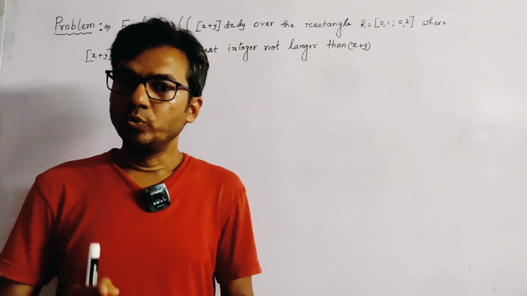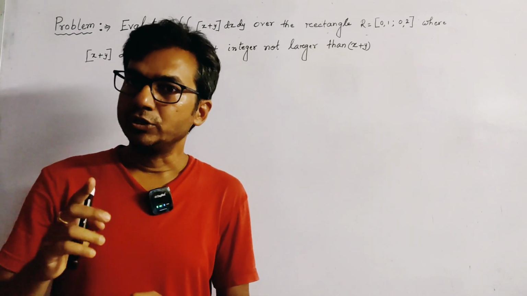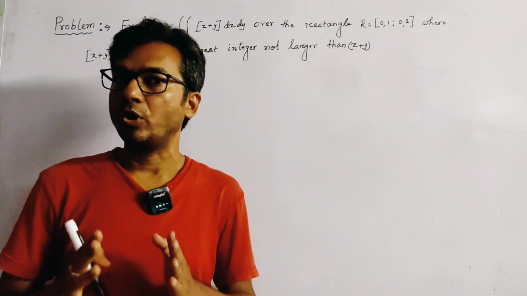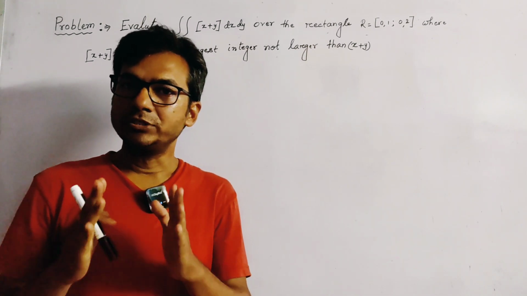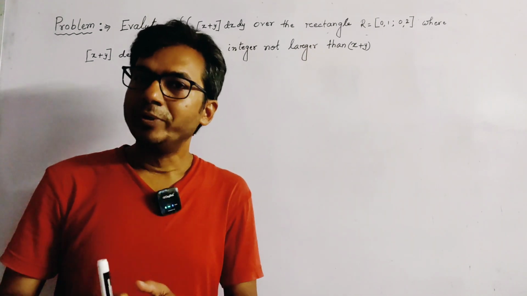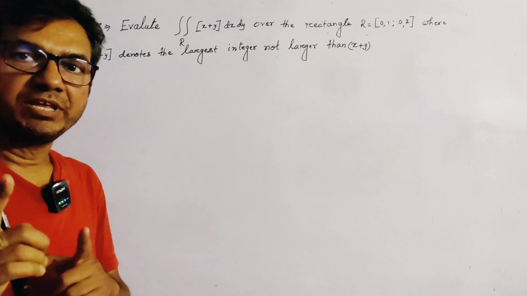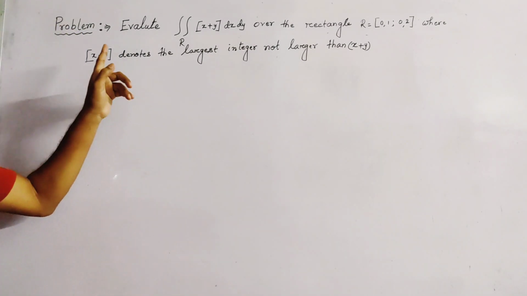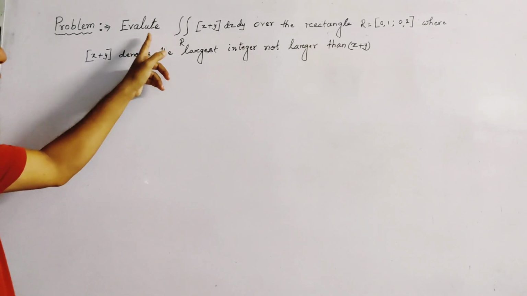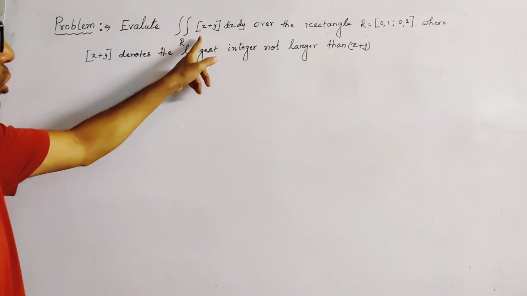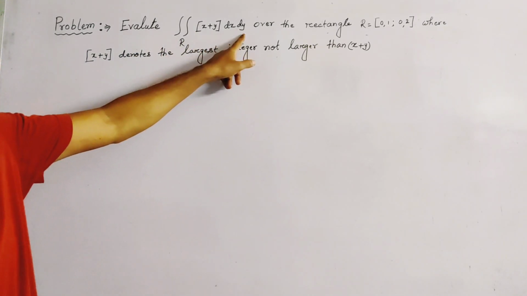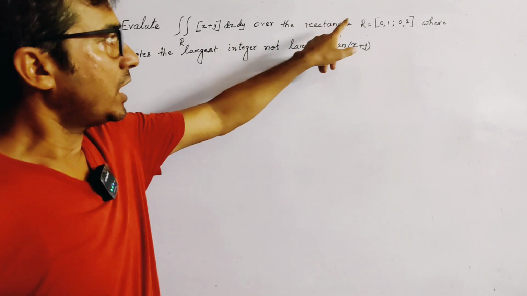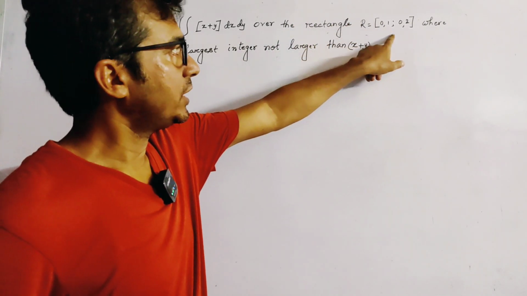In this class, we discuss the solution or evaluation of double integration, which is from your university paper, and this is a very important problem of double integration. Okay, here the problem is: evaluate the double integral over R of [x + y] dx dy over the rectangle R. This is equal to [0, 1] and [0, 2].